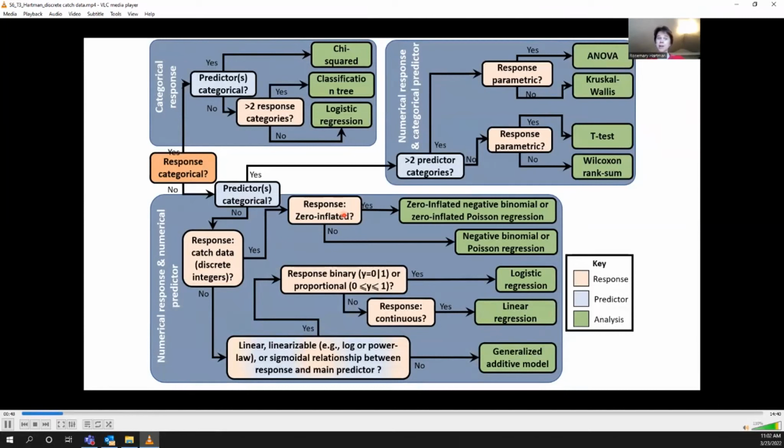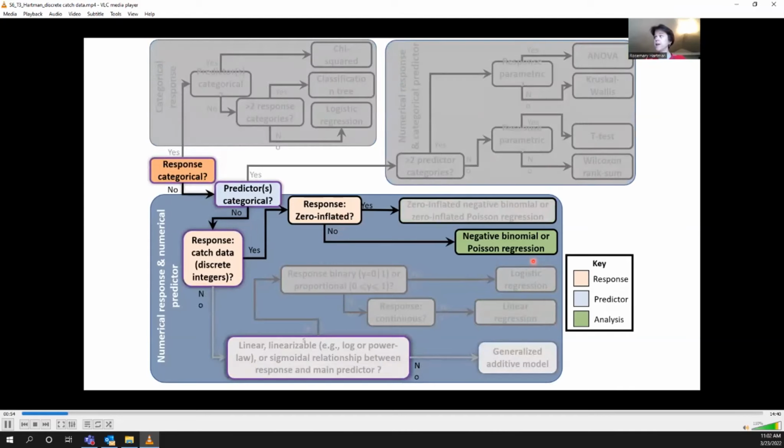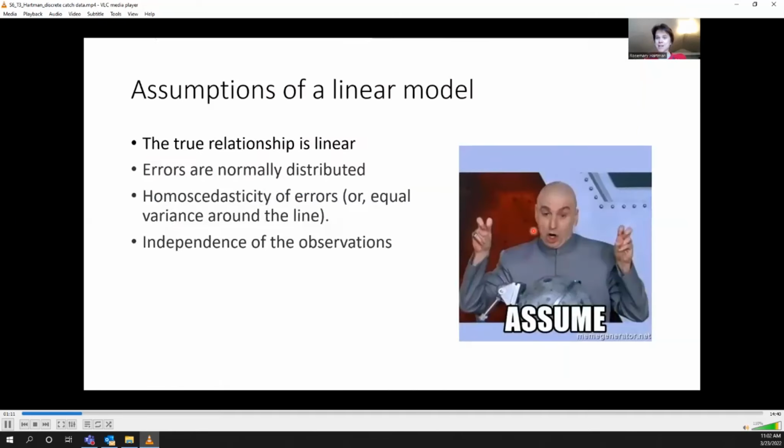Is our response zero-inflated? We'll talk about zero-inflated next. For now, we're gonna go no. So we're gonna deal with negative binomial or Poisson regressions. And I'm gonna give you a little spoiler here. You almost never use Poisson regressions. Data almost never fits. You usually have to go to a negative binomial or similar. But we'll talk more about that in a sec.